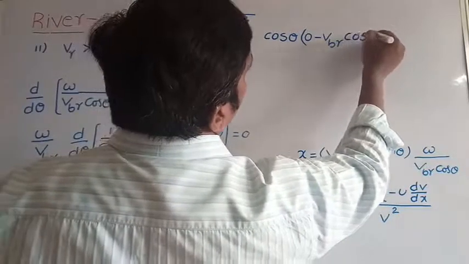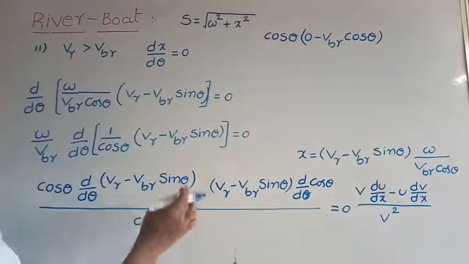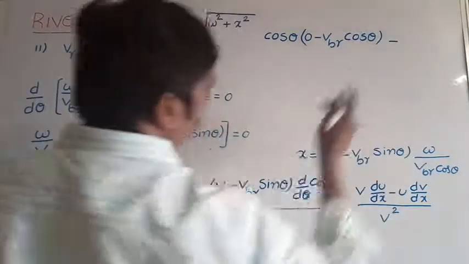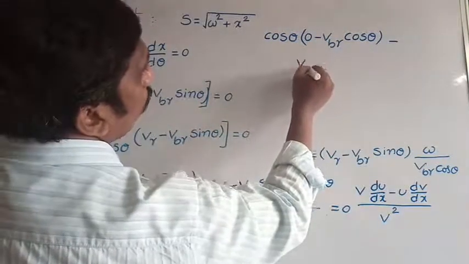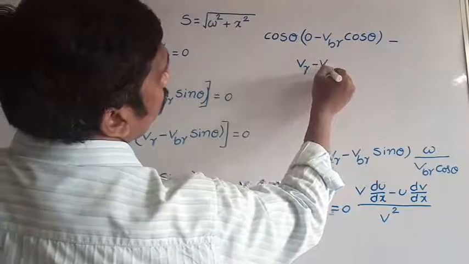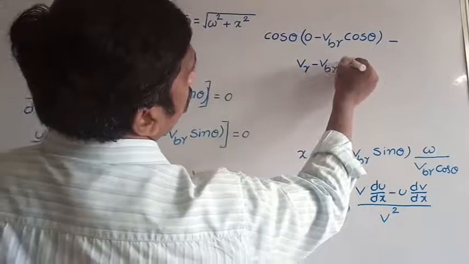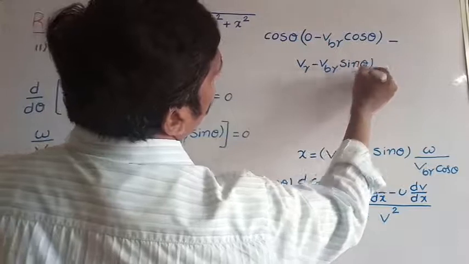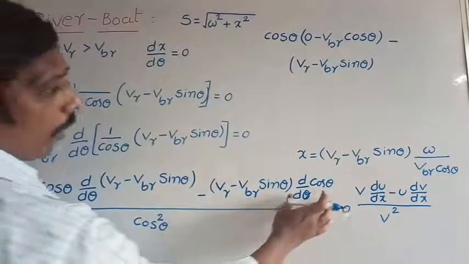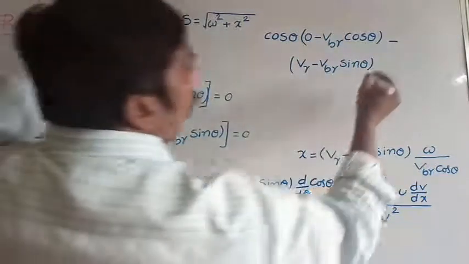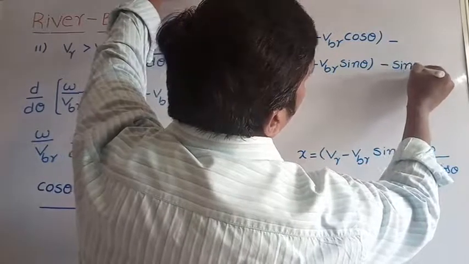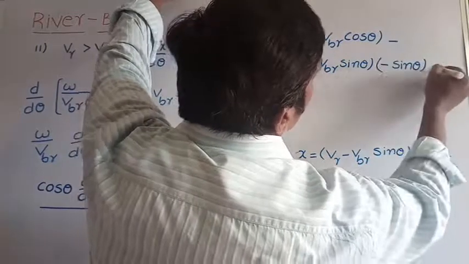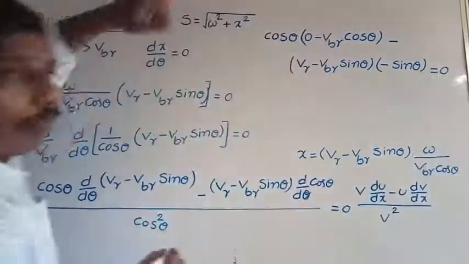So cos theta formula minus, again here VR minus VBR sin theta is there. VR minus VBR sin theta into d by d theta into cos theta. D by d theta into cos theta is equal to minus sin theta will come. Minus sin theta, that is equal to 0.